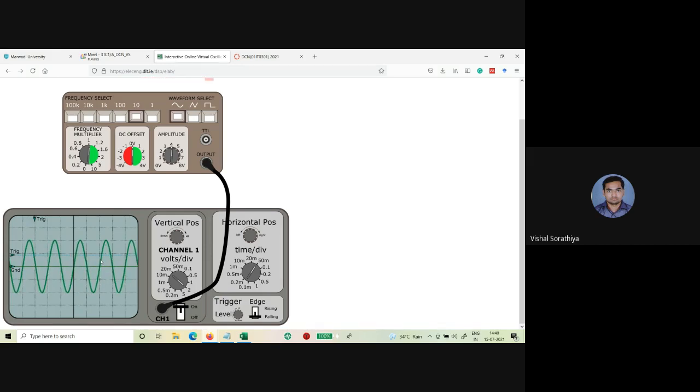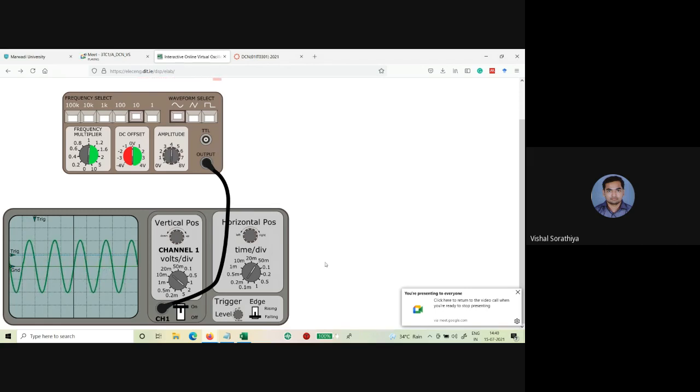How many boxes is it taking for one cycle? Yes, pick up. Don't type it in. 2. Yeah, it is correct. 2 blocks are there. And what is the value of one block? One block value is 50 millisecond. So 50 millisecond multiplied by 2, which is 100 millisecond, is the time one cycle is taking to complete.